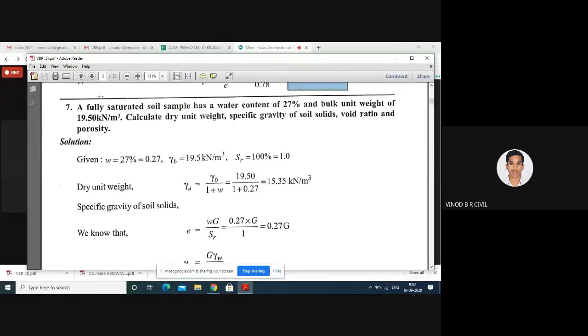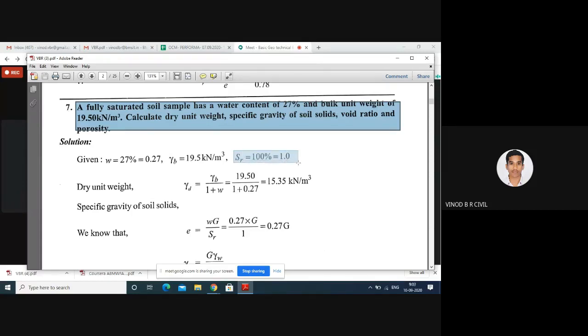In this problem, it is a fully saturated soil sample. They have given fully saturated soil sample in the problem itself. Fully saturated means SR equals 1 or 100%. They have not given the numerical value of the degree of saturation, but you have to think: fully saturated means 100%, or 1. So that is what I told you, read the problem carefully.